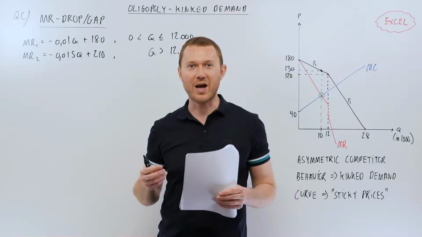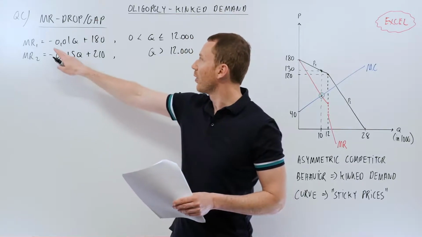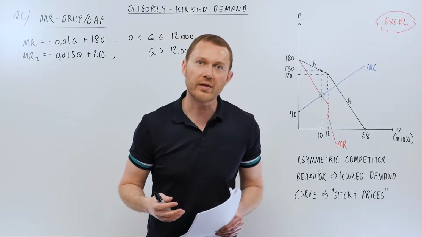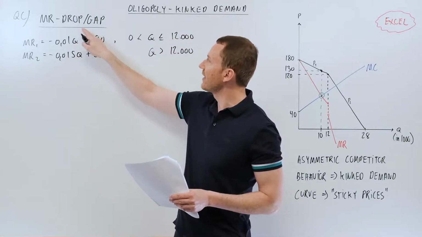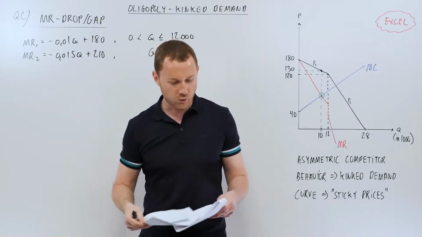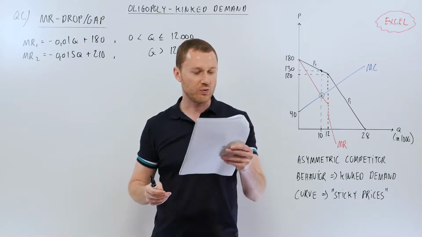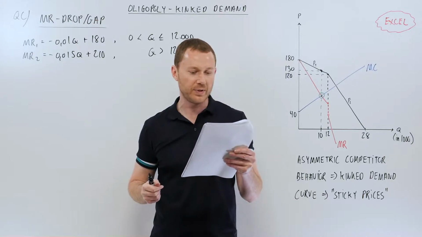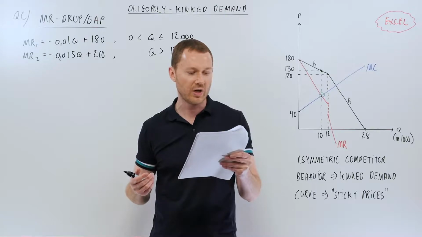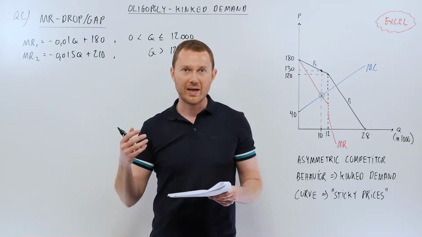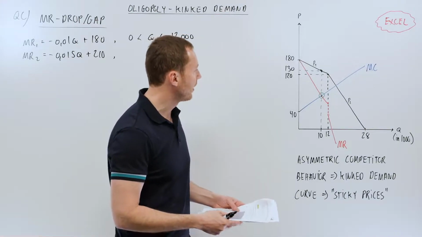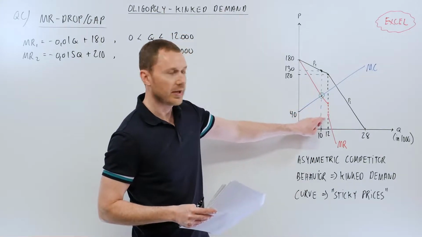Okay, so now we return to question C. In question C, we'll investigate this MR drop zone a little further. So in the question it says, within which range must the marginal cost value be in order for the optimal price to be within the range of the MR drop, also called MR gap value. So what they're talking about here is this drop here.